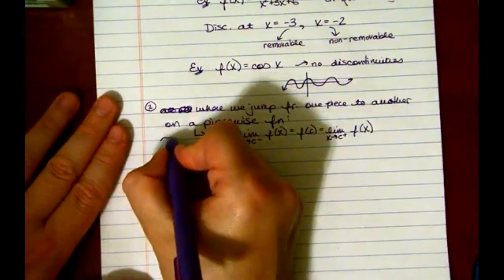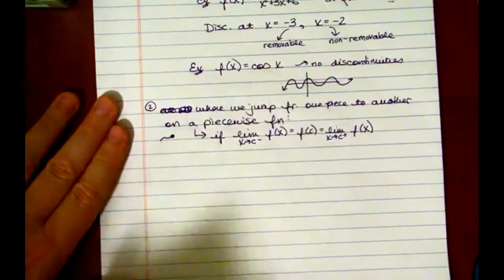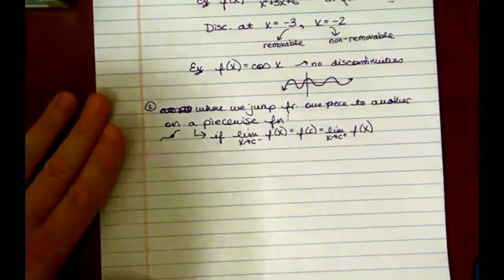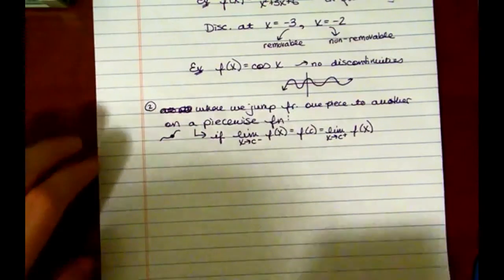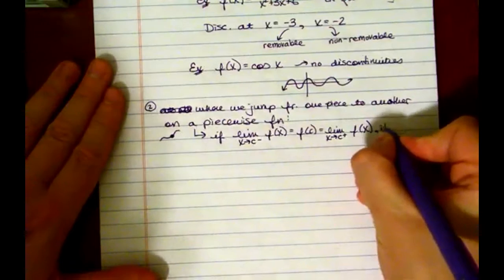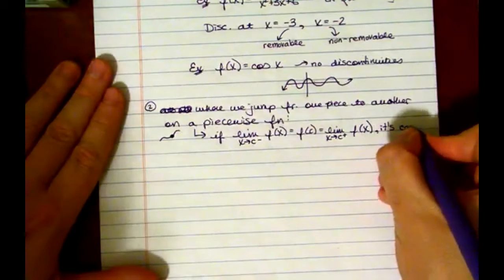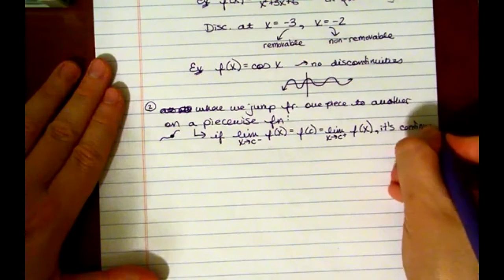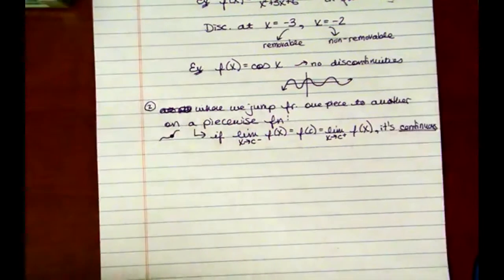Which means what I'm approaching from the left is going to equal the value of the function there, which is going to equal what I'm approaching from the right. If that's the case, we're perfectly continuous there. No discontinuities. We're perfectly continuous.